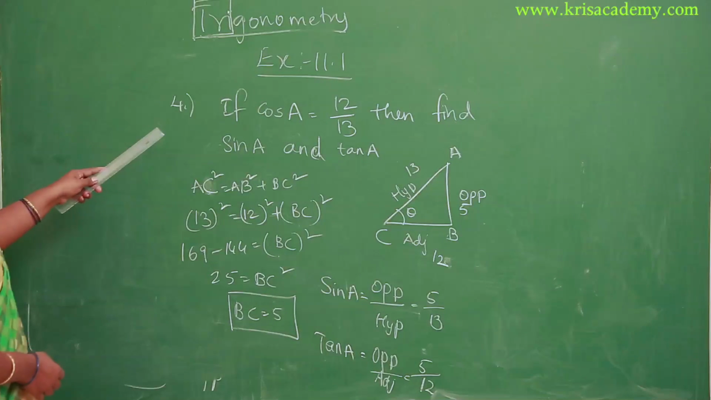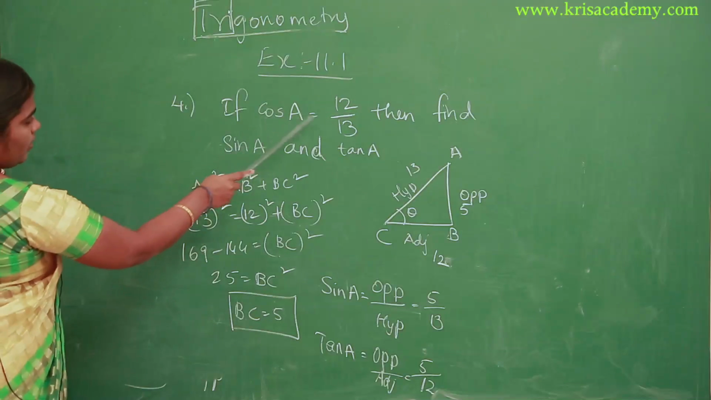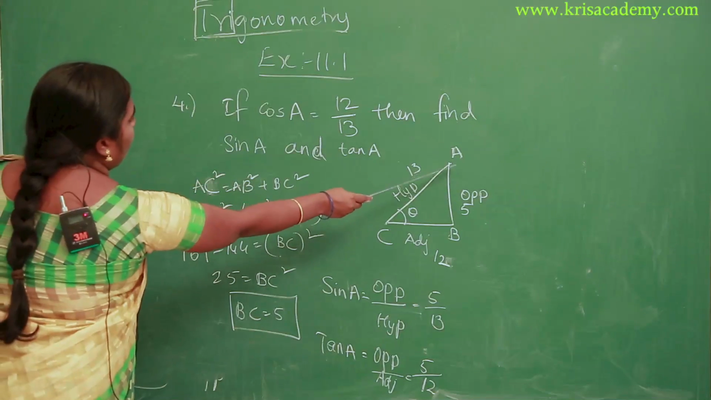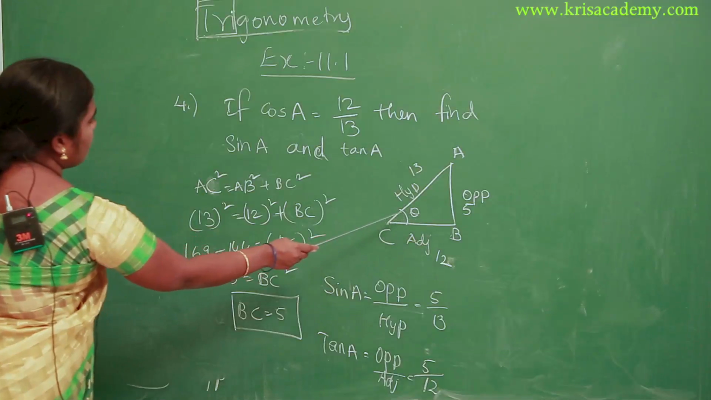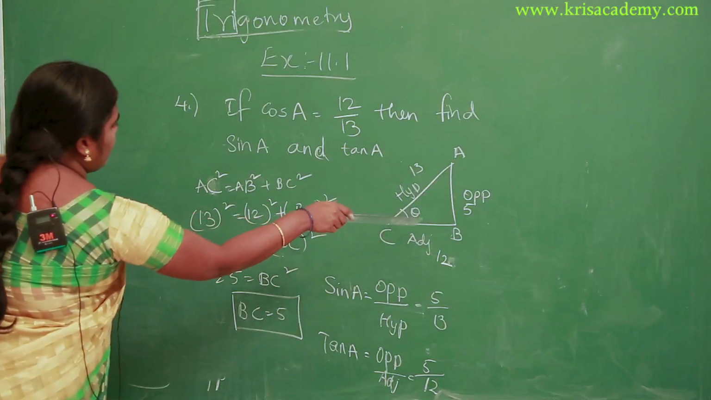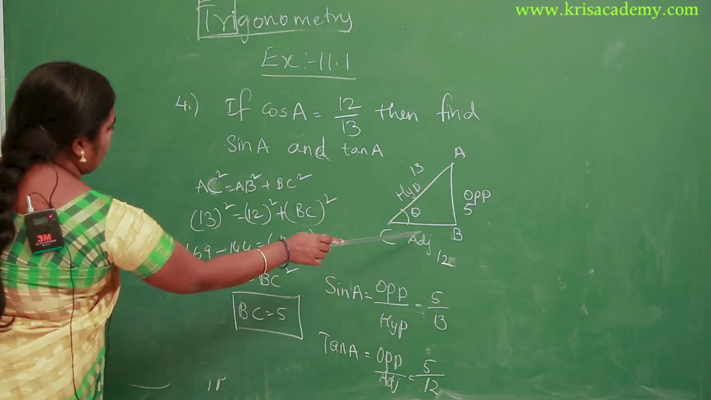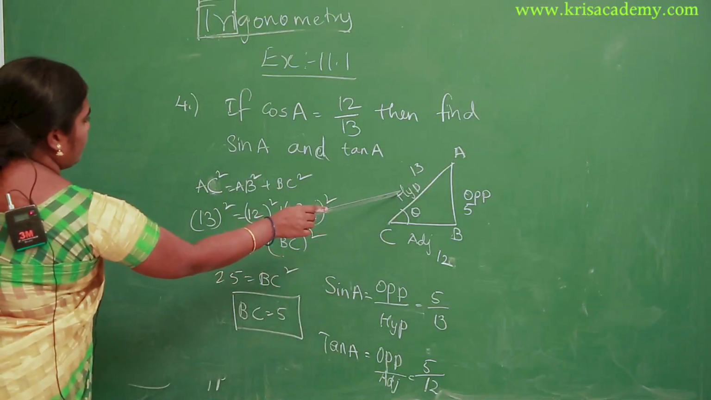So this is your fourth problem. Cos A is equal to 12 by 13. When we see this trigonometric ratio, immediately we need to draw a right angle triangle ABC. Angle is at the position of C. So first name the sides. Theta opposite is opposite side. Theta adjacent is adjacent. 90 degrees opposite is hypotenuse.